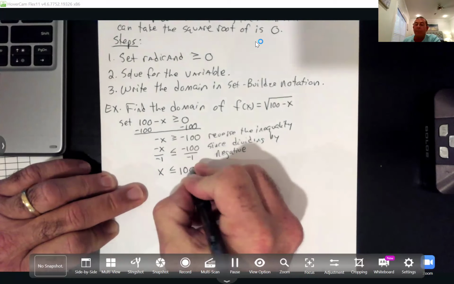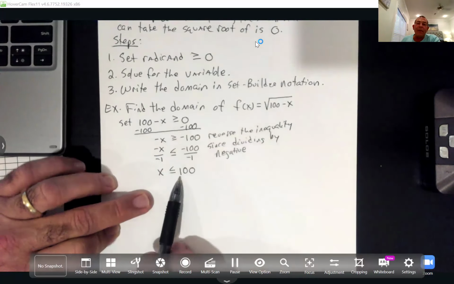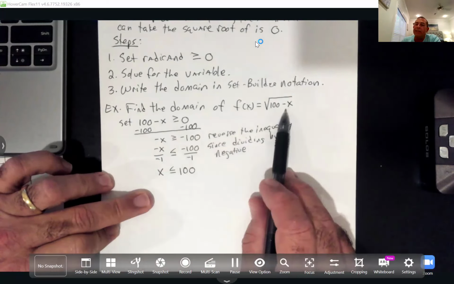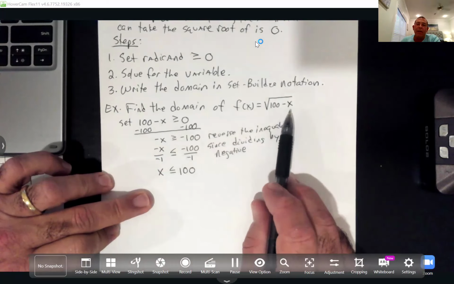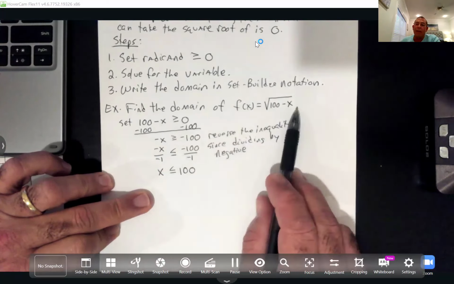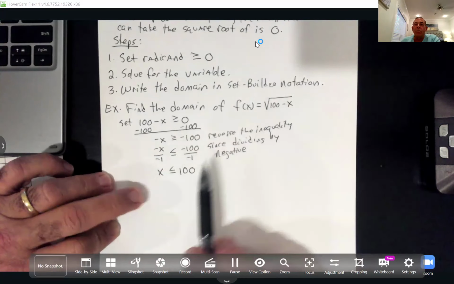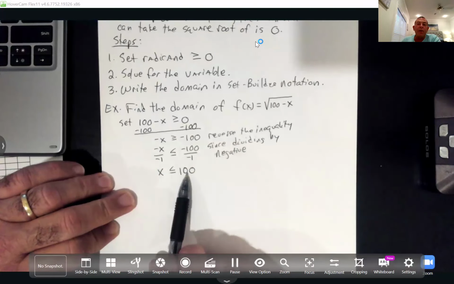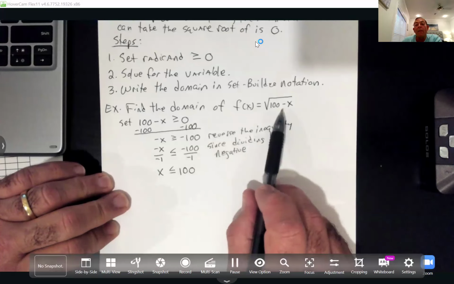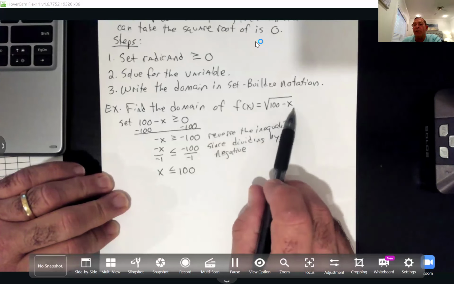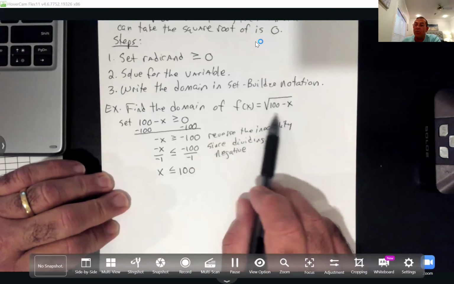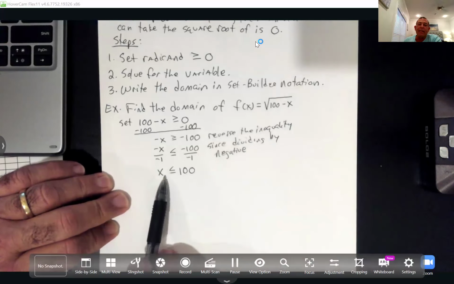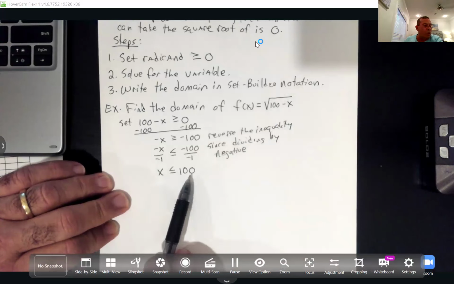So this is telling me any number less than or equal to 100 will give me a 0 or a positive number under here. Any number greater than 100 will make that negative. So y'all, 100 minus 100 is 0, and the square root of 0 is 0. But if you put a number bigger than 100, such as 101, 100 minus 101 would give you a -1 under the radical, which would make it not real. So that's why for this problem, our x has to be less than or equal to 100.